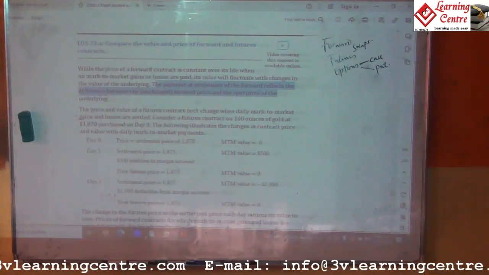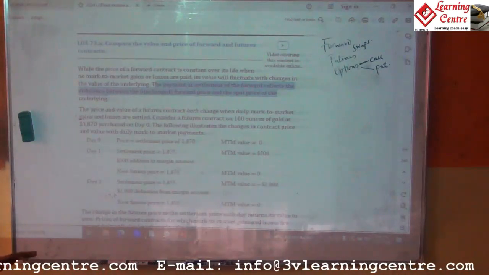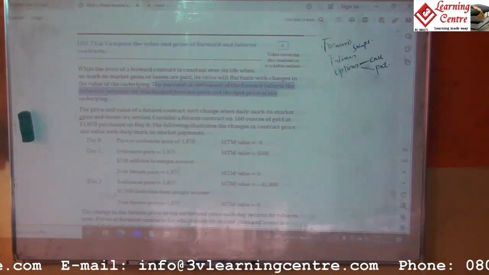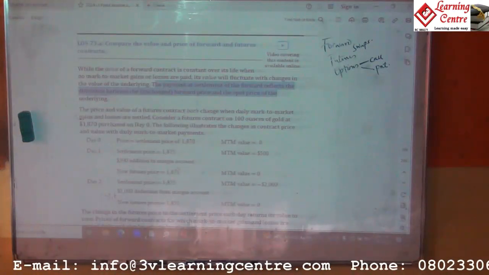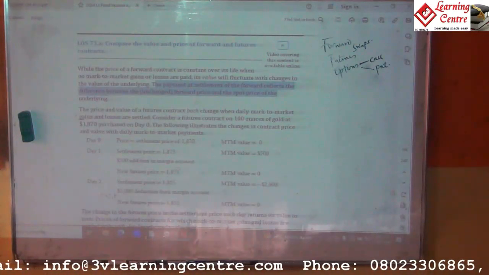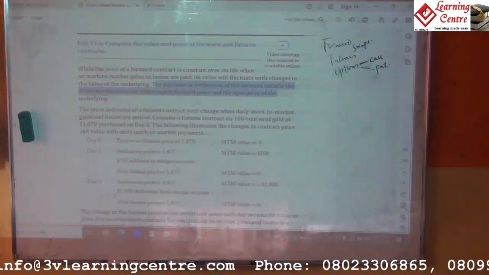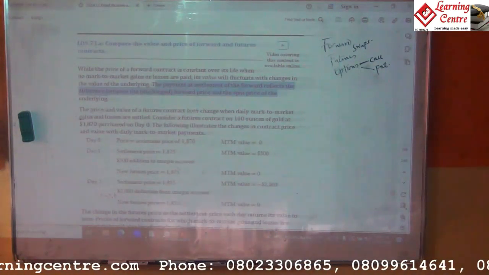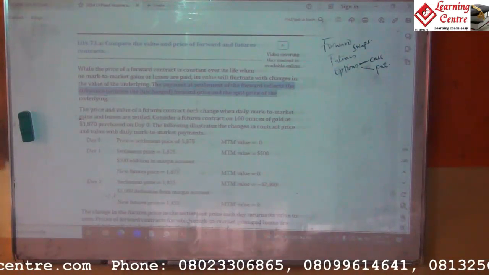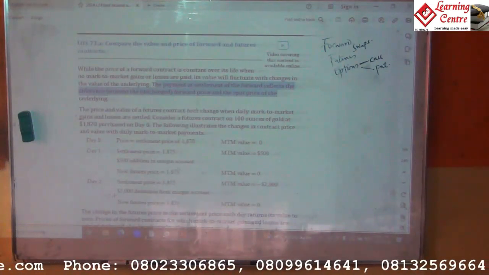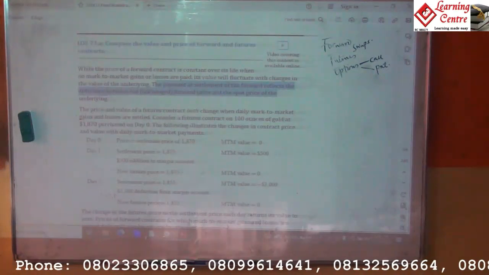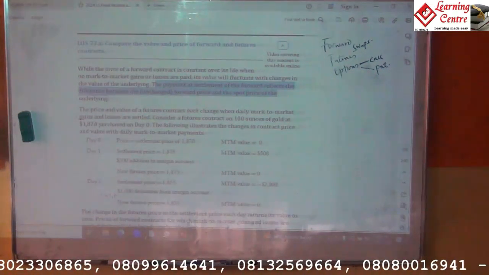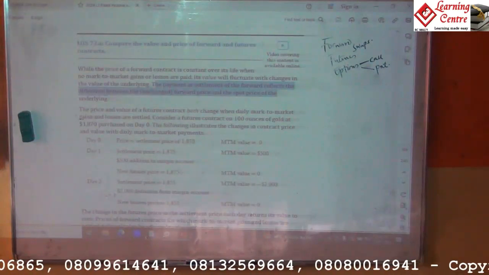Remember this fluctuation we talked about: the clearing house will be settling you on a daily basis, every day. So day one they settle the buyer, they settle the seller. Day two they settle the buyer, they settle the seller. Day three, like that. So it keeps going. At the end of day one, your new price is 1,875 from the 1,870, so your price has gone up by $5.